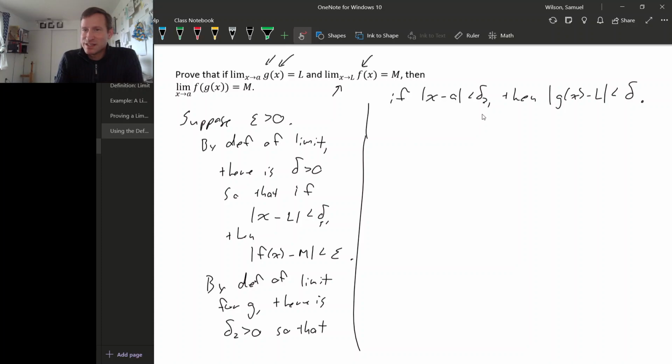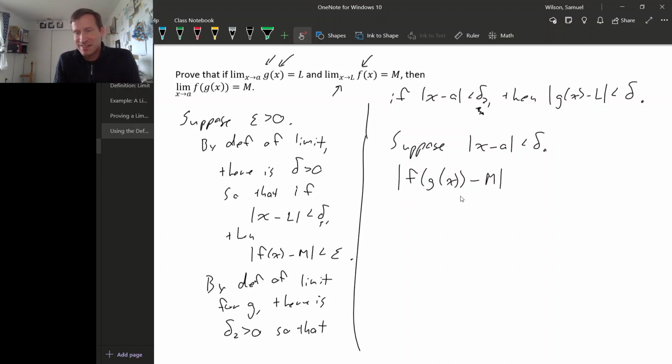All right, so now we have the stage set up. We've produced this delta value. Now, given this epsilon, we need to choose an overall delta, but it's really just going to be this delta 2. So let's suppose that the absolute value of x minus a is less than delta 2. We want to know, what does this tell us about the absolute value of f of g of x minus M? We're hoping that this is less than epsilon, so let's see if it is.